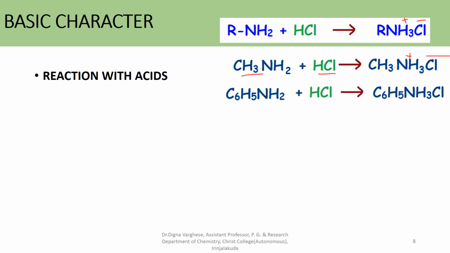In the same way, aniline reacts with HCl to form anilinium chloride. So a primary amine reacts with HCl to form alkyl ammonium chloride. So methylamine reacts with HCl to form methyl ammonium chloride. Aniline reacts with HCl to form anilinium chloride.